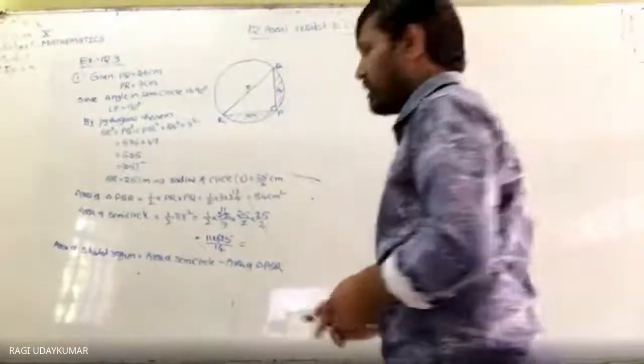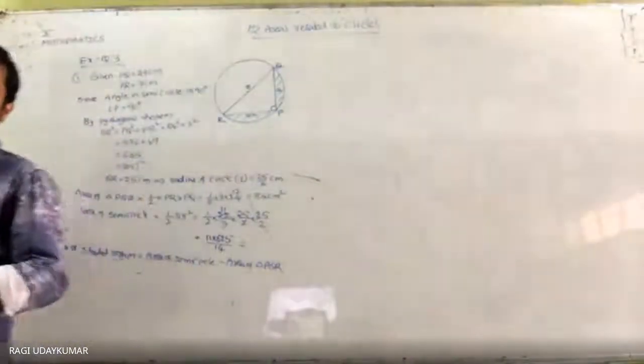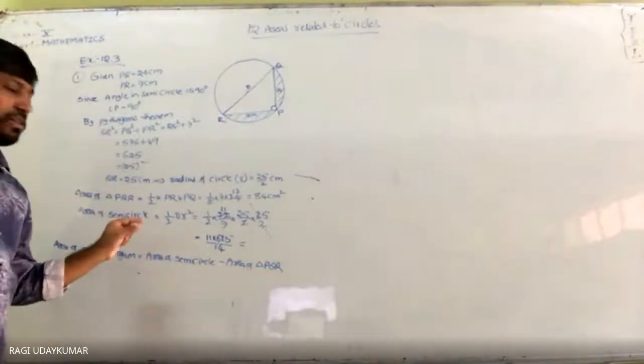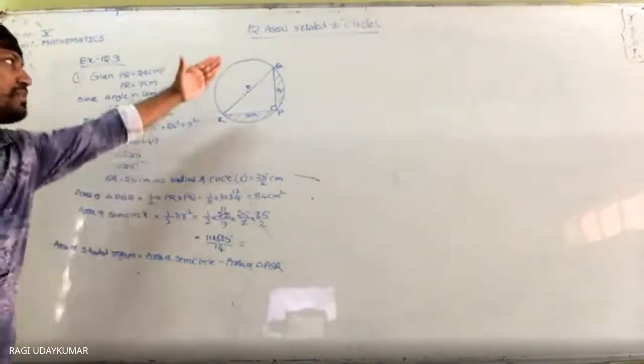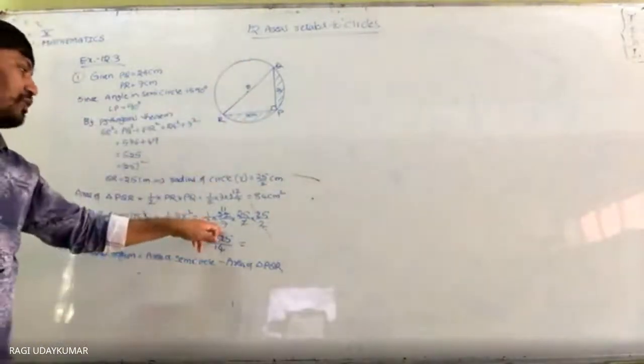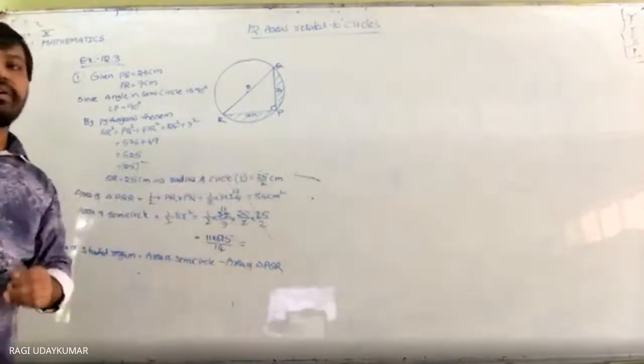Area of the circle you will not understand. Area of the semicircle. इसमें क्या करना है? Simple here. Area of the semicircle. Semicircle is half pi r square, because this is half pi r square. And half into pi value 22 by 7. R value is 25 by 2.